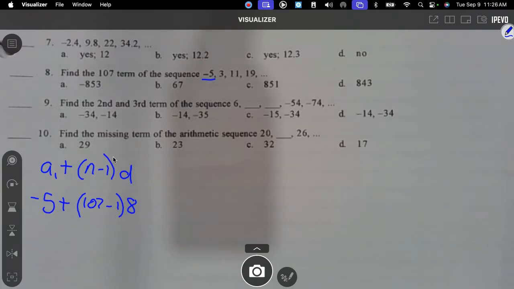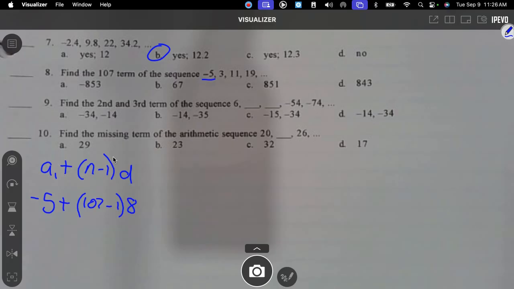How do you do 7? Well, if you can't tell what you're adding by, plug in the numbers. If you are adding by the same thing, then pick one of these. If you're not adding by the same thing, then it's no. The question is on the other page, but it says, is this arithmetic? And if you're not sure, just type it in. What's 9.8 plus 12.2? That would have worked. So that's how we knew that was the answer.